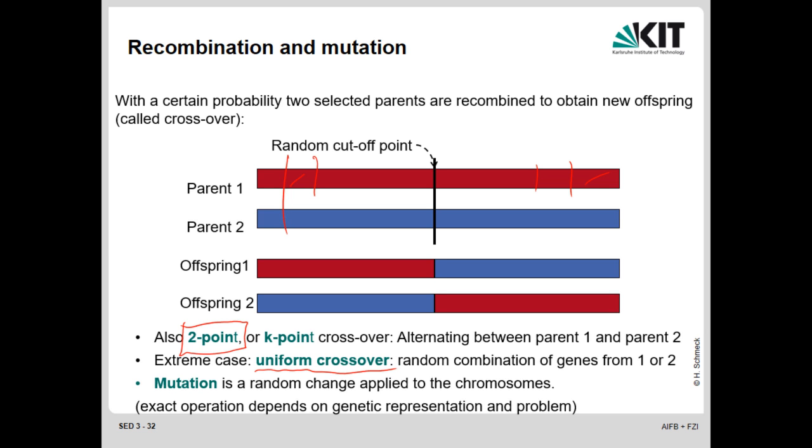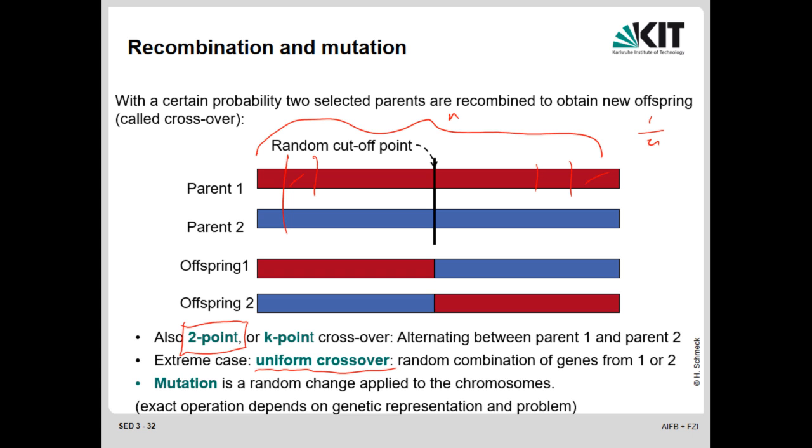And then the mutation is just a random change applied to the chromosomes. Usually, let's assume you have n elements in there, then you would take a mutation probability of 1 over n. That means on average, you would modify one gene in every individual, but only one on average. So this also has turned out to be a good value.